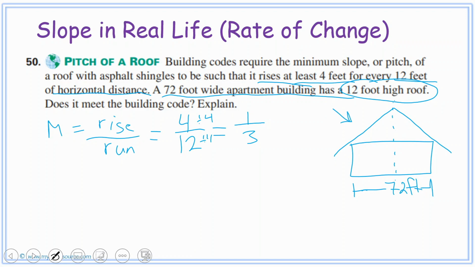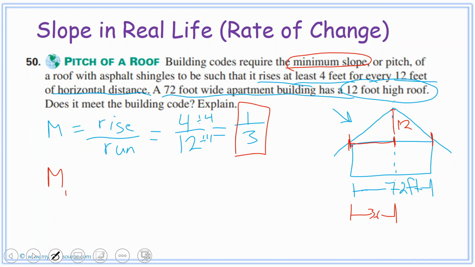So if I'm having half of the house, I don't need the whole house. Half of that apartment is going to be 36 feet. So that means for every 36 feet, and we're just chopping the roof off right here, we're going to go up 12 feet. So 36 feet over, 12 feet up. Let's see if that meets the building code. The minimum slope has to be a third, and we want to see if we get within the range.